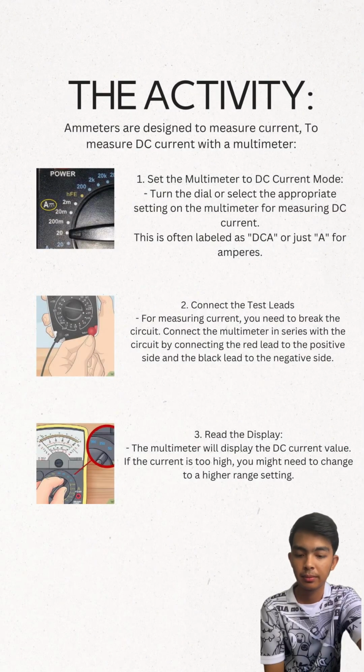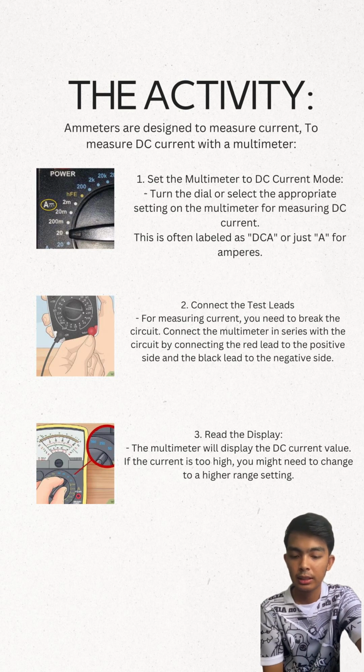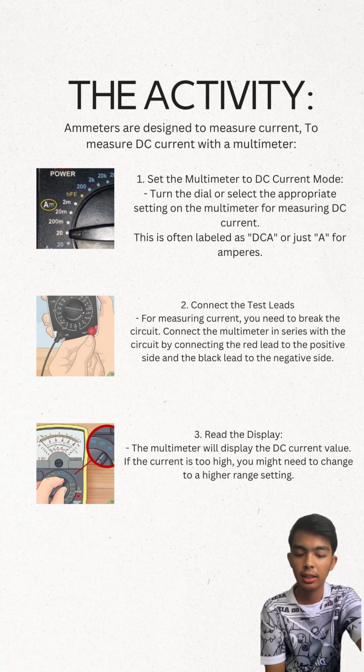The activity: ammeters are designed to measure current. To measure DC current with a multimeter, first, set the multimeter to DC current mode. Turn the dial or select the appropriate setting on the multimeter for measuring DC current. This is often labeled as DCA or just A for ampere.